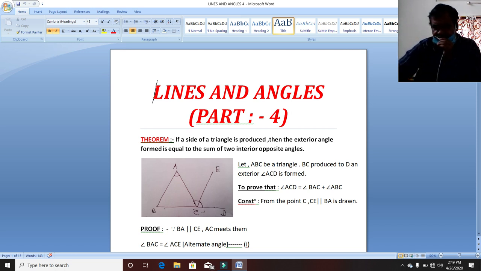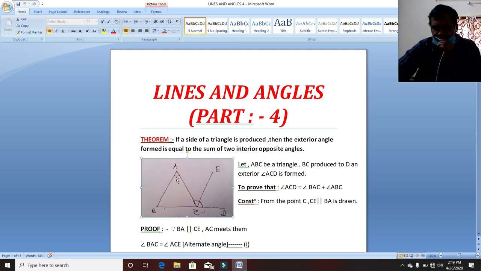If the side of a triangle is produced, then the exterior angle formed is equal to the sum of the two remote interior opposite angles. Now you see, this ABC is a triangle. Its interior angles are angle A, angle B, and angle C. These are the interior angles. Now, if I produce the side BC to D, the exterior angle ACD is formed. I will prove here that this exterior angle is equal to the sum of two remote interior angles.